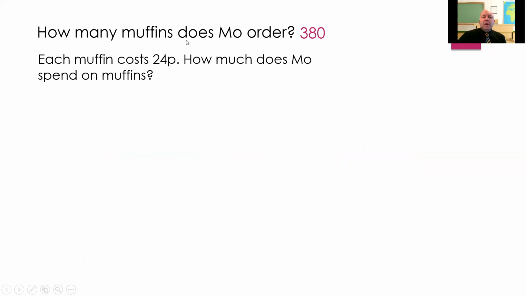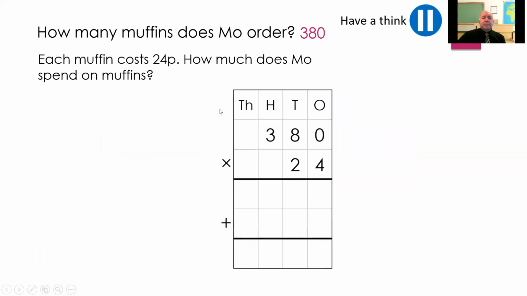How many muffins does Mo order? He orders 380. Now, if each muffin costs 24 pence, how much does Mo spend on muffins? There you go. So 380 muffins, 24 pence each. Have a think, work that one through. Okay, well, we're going to start with our ones.